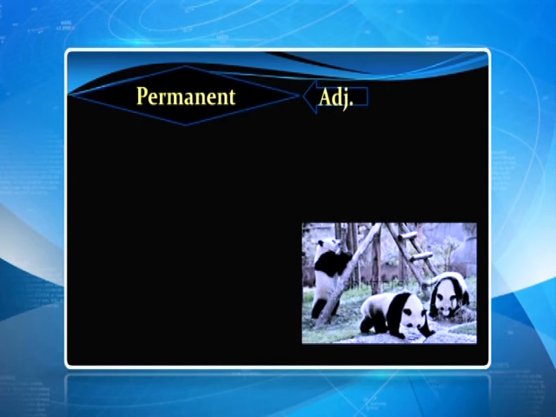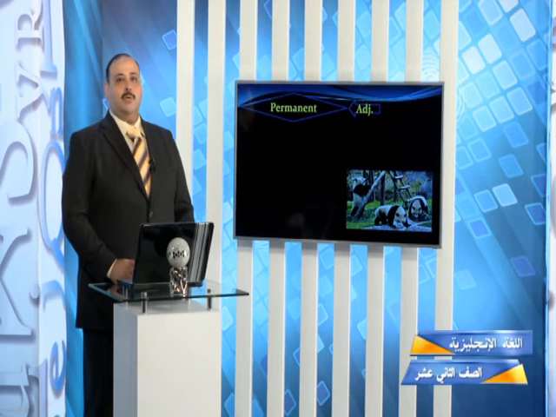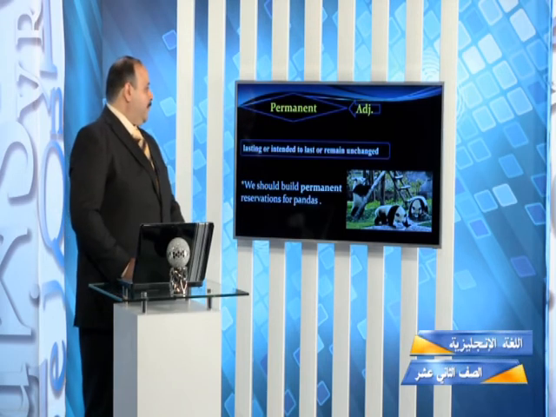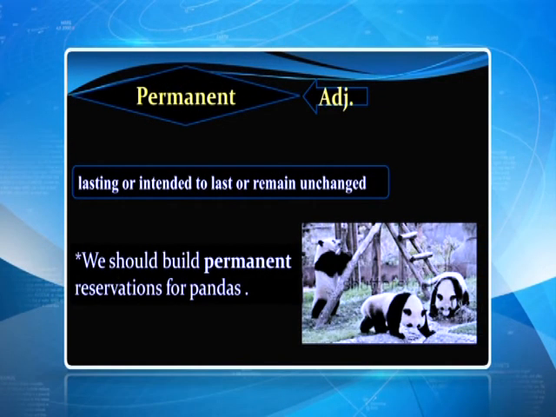Permanent. It is an adjective. The place here in the picture is not for temporary use. It's not to be used for a short time. It's a permanent place. It's a permanent reservation for the panda. So what is the meaning of permanent? Let's see. Lasting or intended to last or remain unchanged. We should build permanent reservations for pandas.